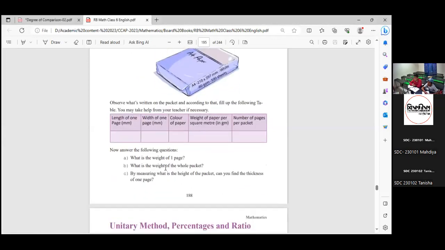weight of one phase, what is the weight of the whole packet, and maybe what is the height of the packet, can you find the thickness of one phase? একটা পেজের thickness বের করা যাবে কি? Third question is something like we have to go for some practical approach, but A and B is actually theoretically we can solve it, right?